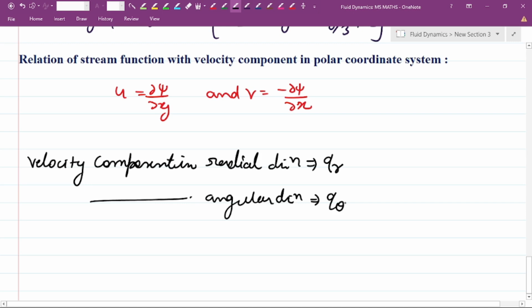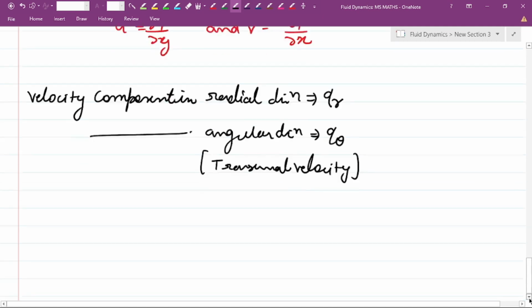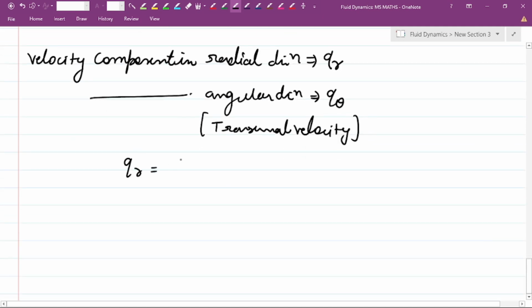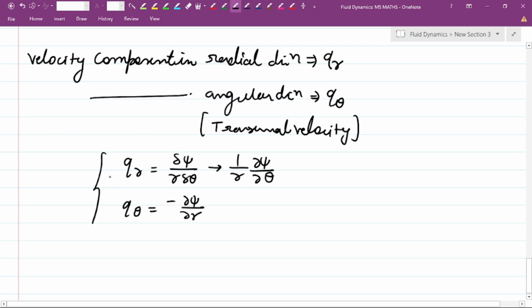It can be written as the radial velocity and the transverse velocity. These are the two velocities. Then the relation is q_r equal to Δψ/(rΔθ), and after applying the limit it will be (1/r) ∂ψ/∂θ, and q_θ is basically minus ∂ψ/∂r. So these are the relations of the radial and transverse velocity with the stream function.